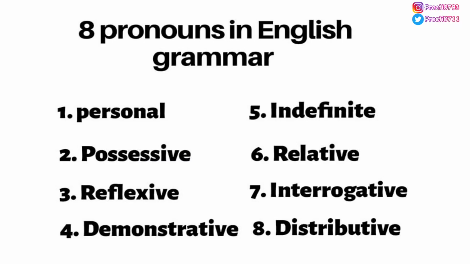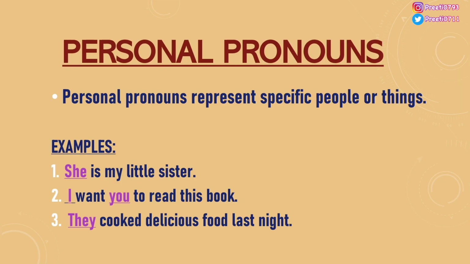Now let us talk about the types of pronouns. So we have 8 types of pronouns: personal pronouns, possessive pronouns, reflexive pronouns, demonstrative pronouns, indefinite pronouns, relative pronouns, interrogative pronouns, and distributive pronouns. So the very first type of pronoun is personal pronouns. Its definition says personal pronouns represent specific people or things. So we may say that instead of using a specific noun, we can use personal pronouns.